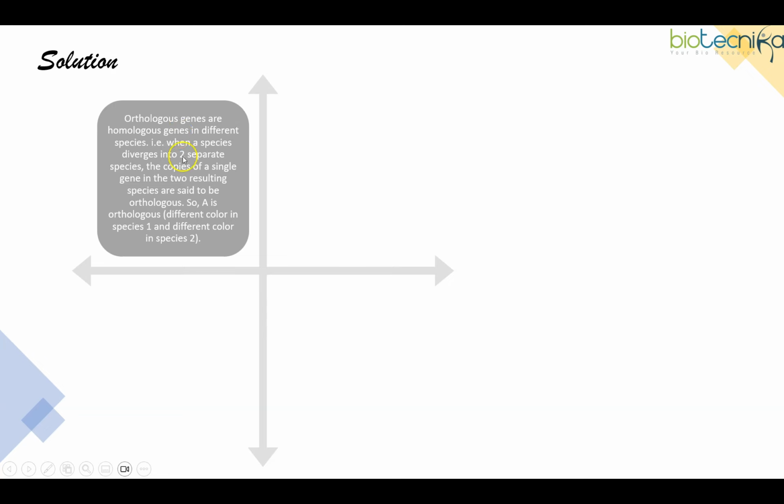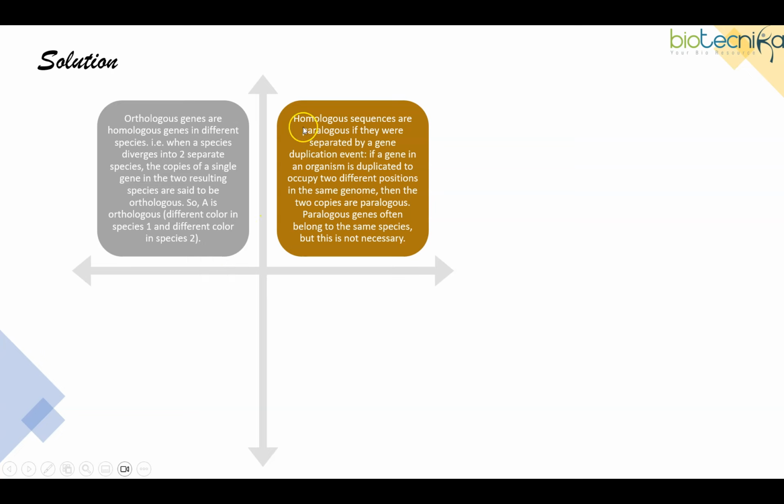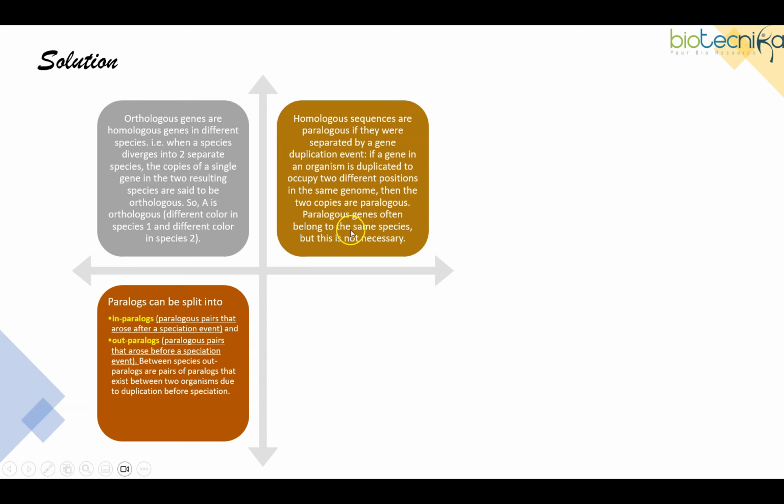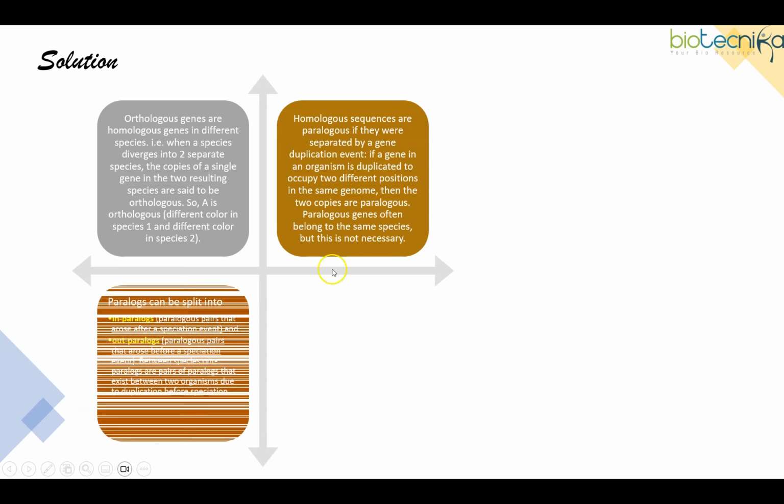That is, when a species diverges into two separate species, the copies of a single gene in the two resulting species will be orthologous. So A is orthologous, because of the different color in species 1 and the different color in species 2. Whereas homologous sequences are paralogous if they were separated by a gene duplication event. That is, if a gene in an organism is duplicated to occupy two different positions in the same genome, then the two copies are going to be paralogous. Paralogous genes often belong to the same species, but it is not necessary.